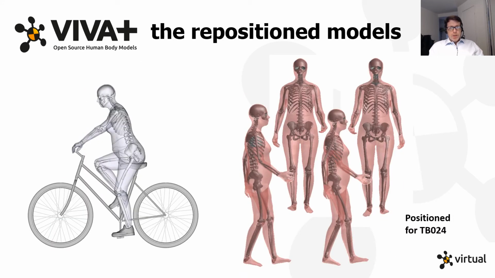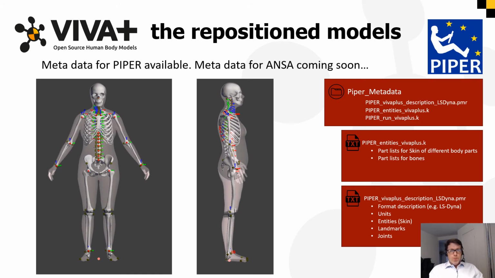Based on the derivative models, repositioned models have been created, representing standardized pedestrian and cyclist postures. For example, postures according to TB24 are available, and I can also mention that the models have been certified for TB24. If you would like to reposition any of the models into another posture, Piper metadata has been created. In addition, Beta is currently working on metadata for the latest VIVA Plus model for positioning also in the ANSA preprocessor.